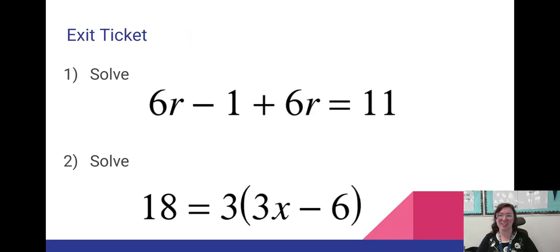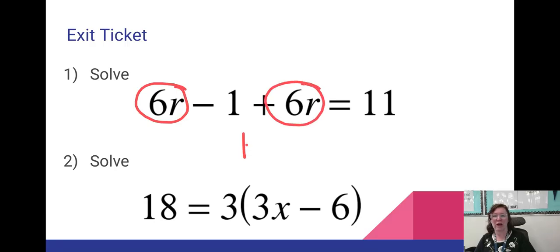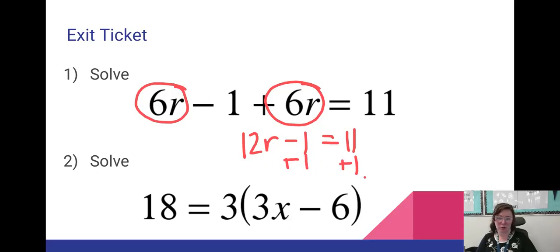Whew, some time for homework, and then our exit ticket. Combine like terms becomes 12r minus 1 equals 11. Add 1 to both sides, we get 12r equals 12, so r equals 1.